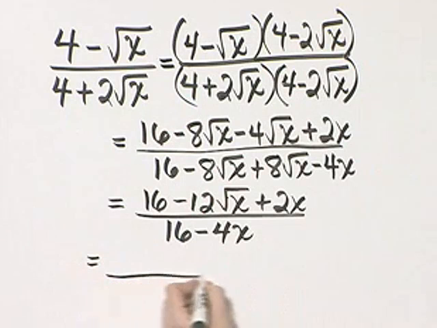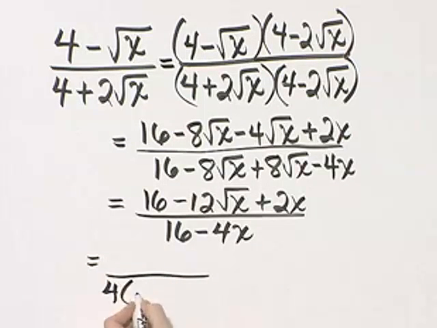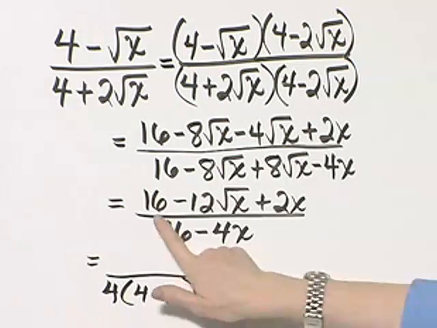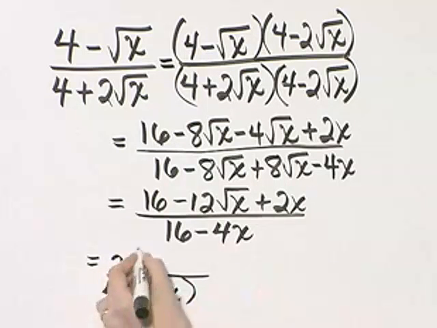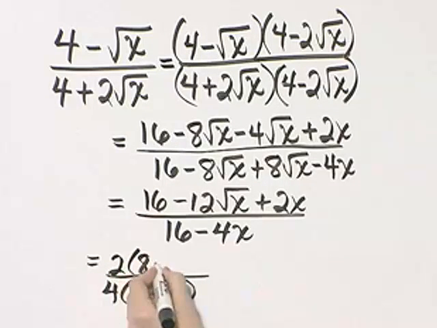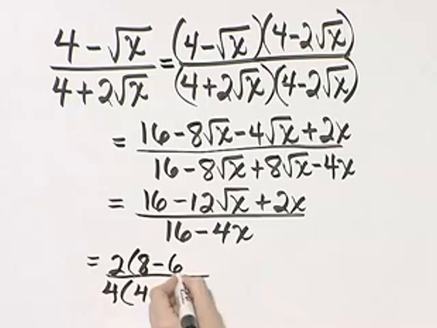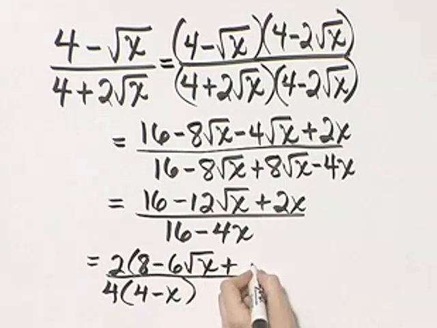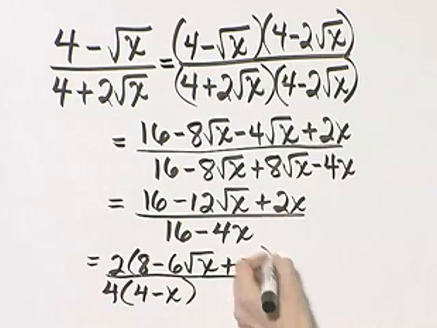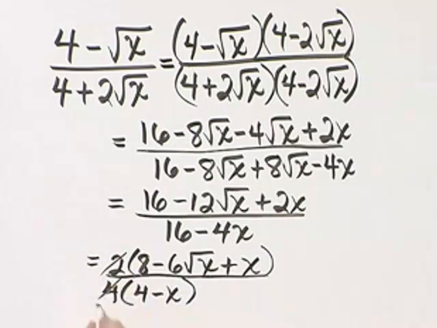In the denominator, I noticed a common factor of 4, and I'm left with 4 minus x. What about in the numerator? 16, 12, and 2, I can factor out a common factor of 2, and I'm left with 8 minus 12 divided by 2 is 6, square root of x, plus 2x divided by 2 is x. And now that I've factored out common factors, I can divide out a common factor of 2. 2 divided by 2 is 1, 4 divided by 2 is 2.